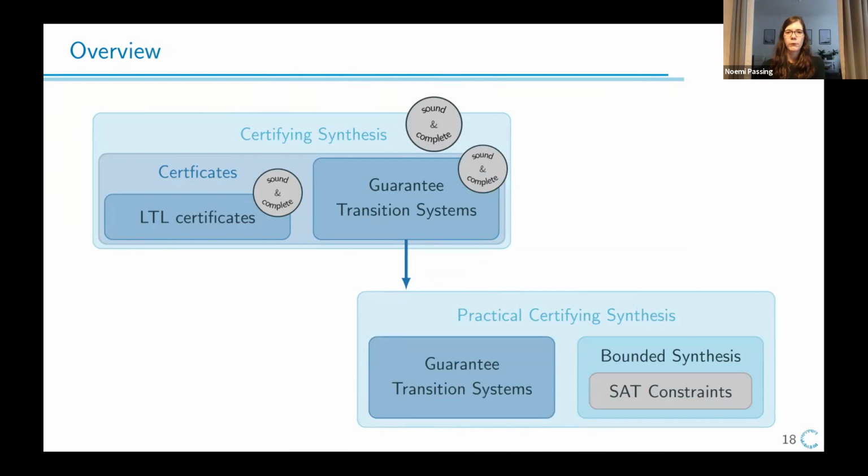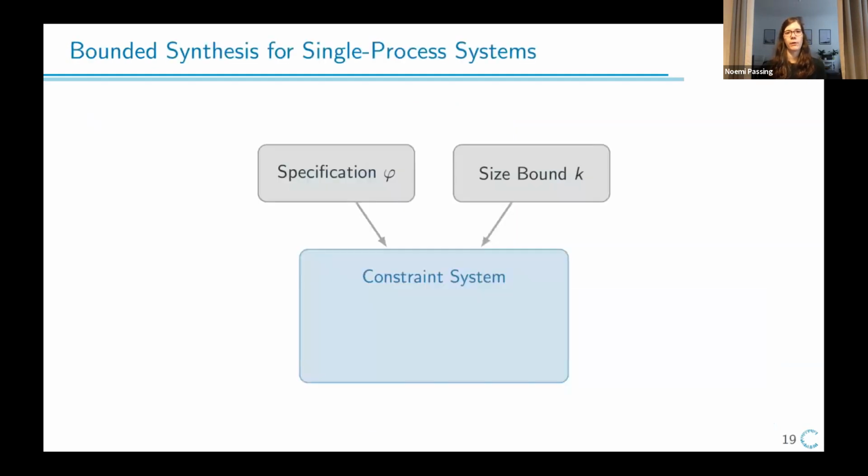So let's now move on to how to practically synthesize assumptions and guarantees and our certificates from which they are built. As already mentioned before, this is a bounded approach, and in fact, it's built upon bounded synthesis for single process systems. There, we have a specification for this single process and a size bound on the size of its strategy. And then we encode the search for such a strategy into a constraint system.